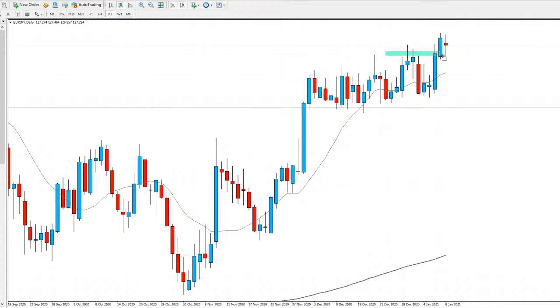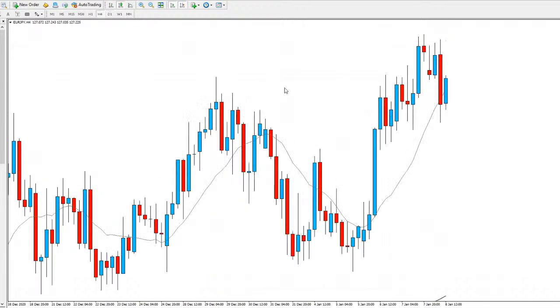We do have this area though that we need to be aware of. Again, previous daily resistance turned daily support, so you need to be aware of that. If you're looking for sells, you're going to be selling into that area, so again, need to be aware of that. If you do see a break of that, we can go a lot further.